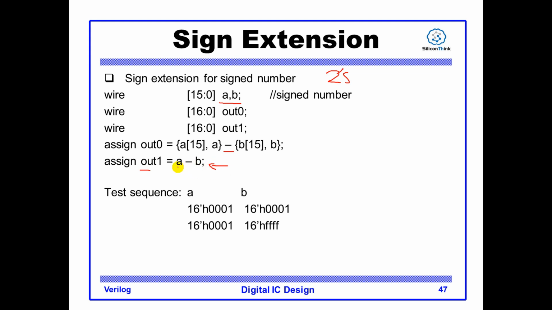By default, in the view of EDA tools such as the simulator, the synthesizer, or the Verilog syntax, the tool will treat it as an unsigned number. So it will do zero extension and then do the sub operation. And you can imagine the result of out0 and out1 is not the same.